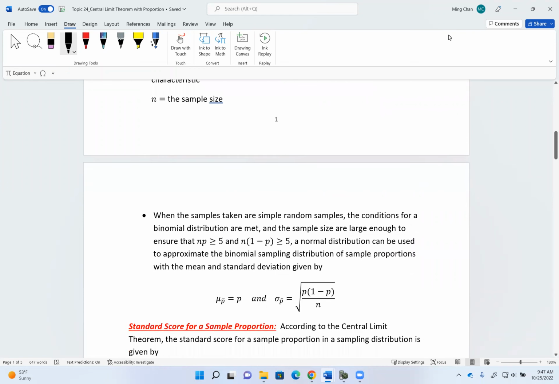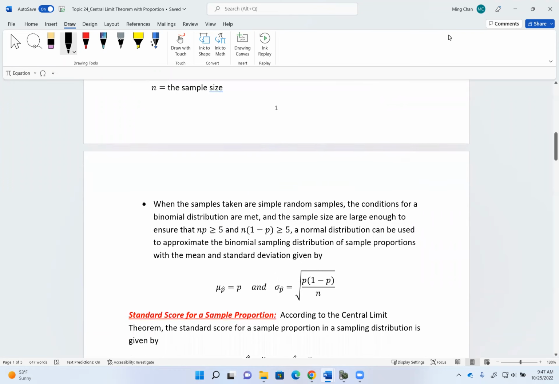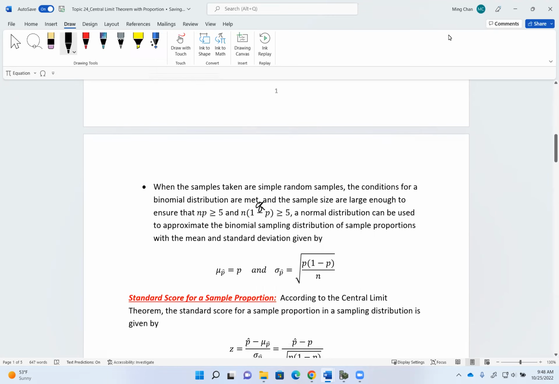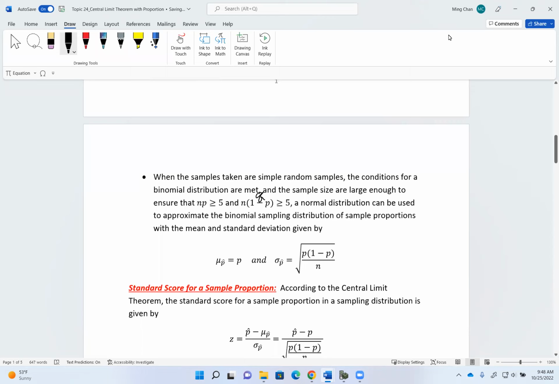When the samples taken are simple random samples, the conditions for a binomial distribution are met. This is very interesting. We talked about the binomial distribution before. The sample size must be large enough to ensure that the sample size times the population proportion p is greater than or equal to 5, and the sample size times 1 minus p, which is also q, as we saw with the binomial, is also greater than or equal to 5. Then a normal distribution can be used to approximate the binomial sampling distribution of the sample proportions.